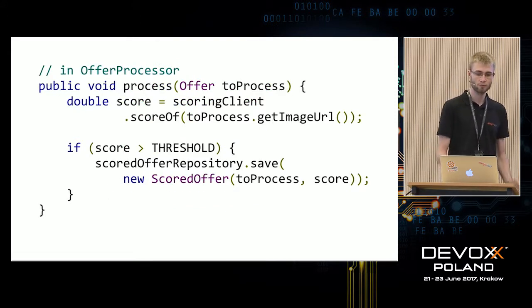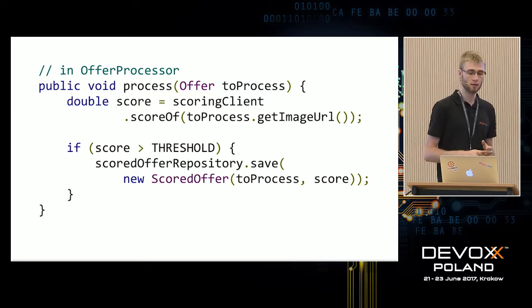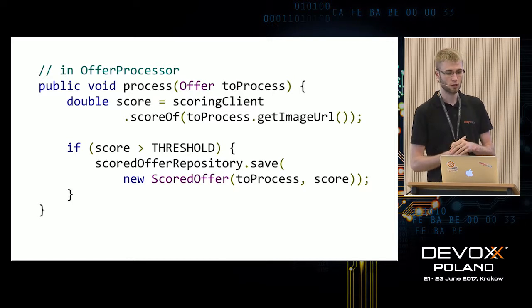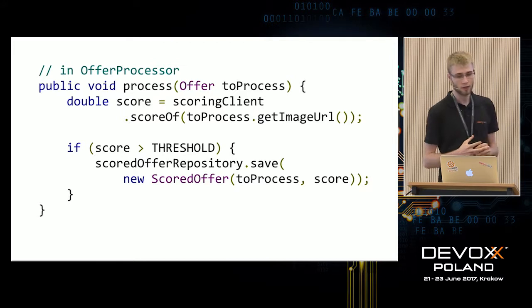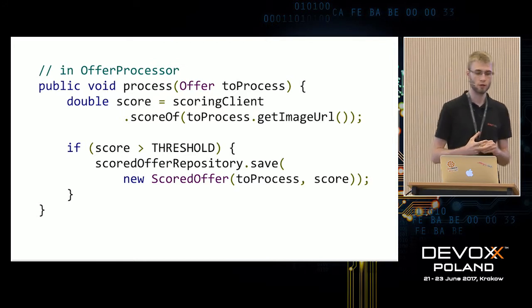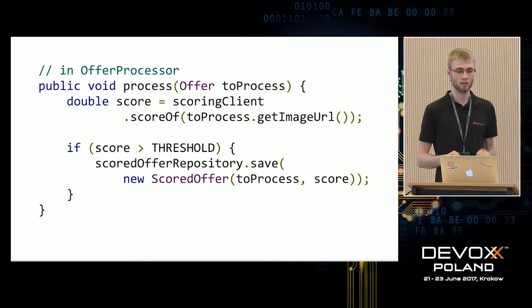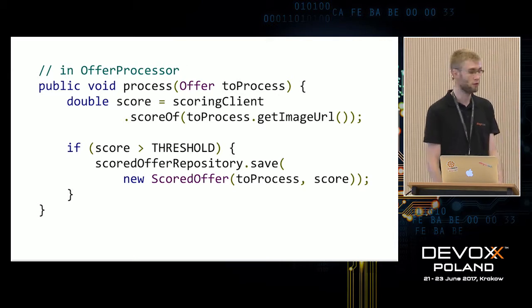And the offer processor, what it does, it gets an offer. It asks the image scoring service for a score for this image via the scoring client. And we get the score. If the score is higher than some threshold, we say that, yeah, this image is attractive. It should appear on our page. So we're going to save it to our repository with the score.